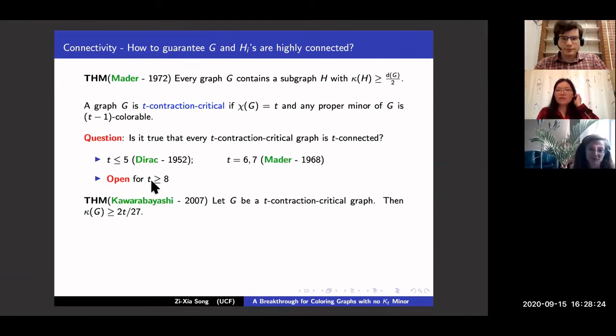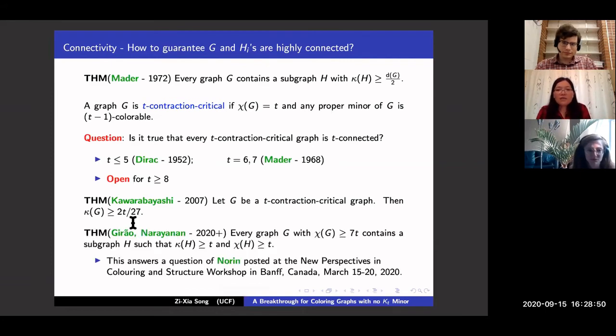But Kostochka proved the general bound here. All such graphs, t-contraction critical graphs, are at least 2t over 27 connected. There is more development on this one. I didn't list it here since the constant is not important to us. So we were using Kostochka's bound here, 2t over 27.